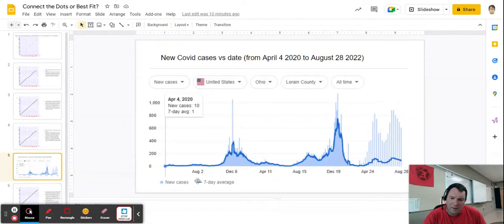Those are in light blue here, and this is for Lorain County, from April of 2020 until late summer or fall of 2022. And the dark blue is the 7-day average, where on this particular date, we're taking the average over the last 7 days. Taking an average over the last 7 days smooths out the big light blue spikes and bumps and jumps.